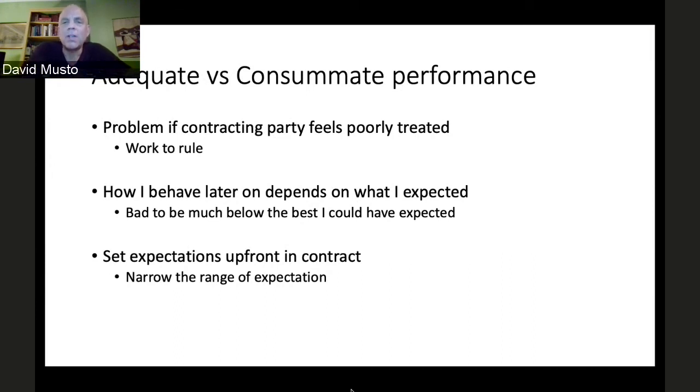And there's been a lot of attention in recent years to how contracts are written in a way to avoid a situation where there are bad feelings ex post, and then either side of the contract ends up just doing the bare minimum, right? Not delivering consummate performance, but just adequate performance. Next slide.